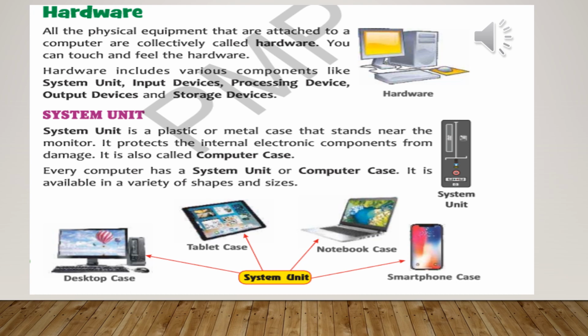What is system unit? This unit is made up of plastic or metal case that stands near the monitor. Actually, this system unit contains all the electronic components of the computer system, in which the monitor is attached, in which the keyboard is attached, in which the mouse is attached. So all these are packed inside the system unit and it protects them from damage.